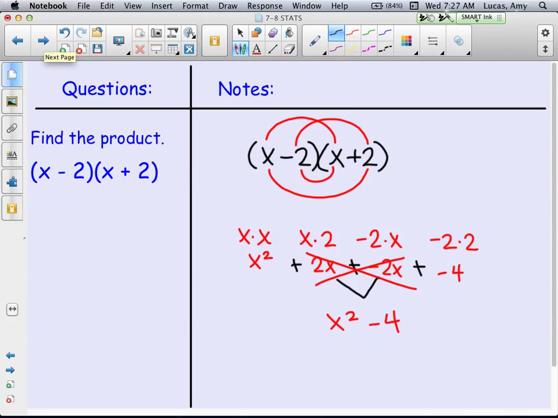This method is called a difference of squares because x squared is a perfect square and so is 4. It's called a difference of squares because they are being subtracted. And that is always going to be the pattern that you see. It's always going to be two perfect squares subtracted from each other. Difference is subtraction.